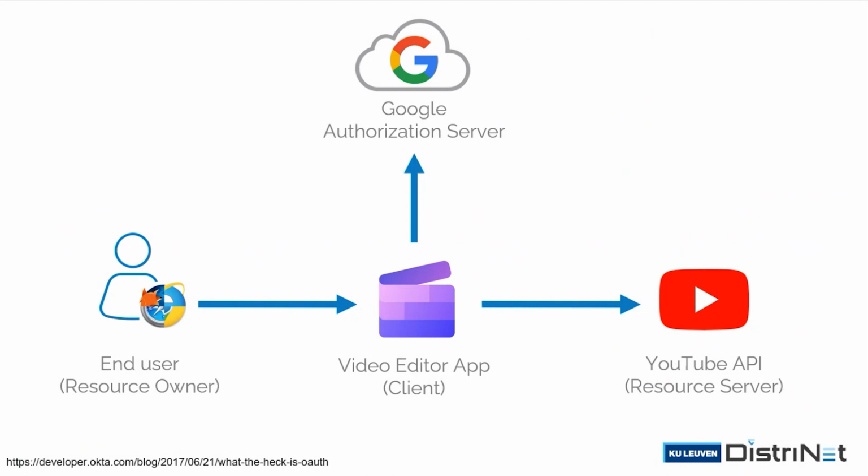And when the user actually authorizes the application, so they click yes, I allow this video editor app to access my data, the authorization server redirects the user back to the video editor app, typically with something called an authorization code. And then the video editor app can use this authorization code to exchange it at the authorization server for something called an access token. And with this access token, it can access the YouTube API as if it basically were the user, okay? But only, of course, with the permissions that the user allows, okay?